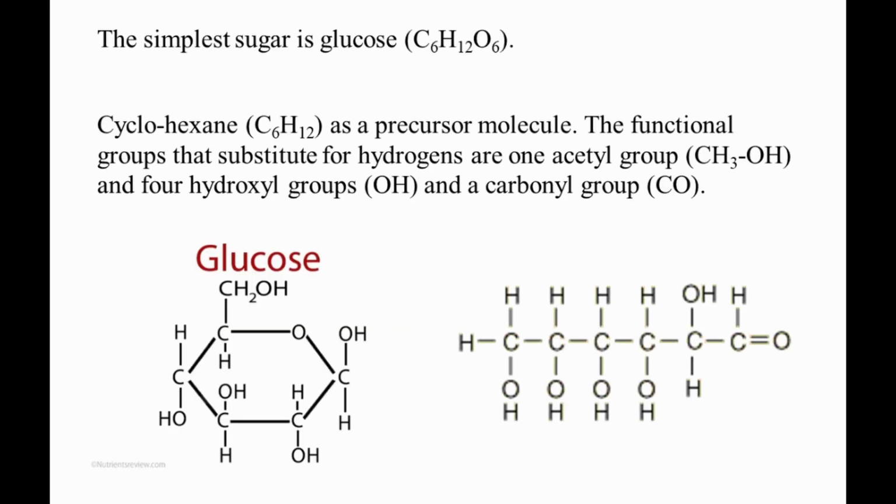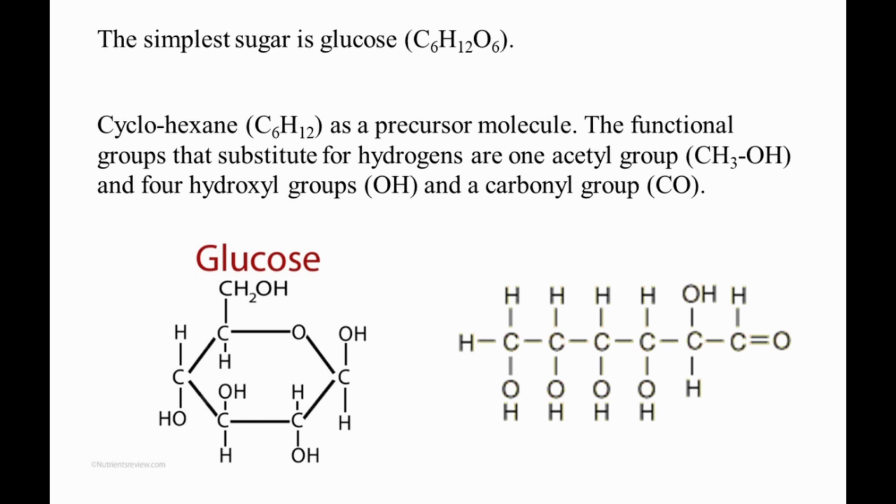The suffix of sugars is -ose. The simplest sugar is glucose, C6H12O6. Glucose is ubiquitous in the living world. In solid form, glucose is a single bonded hexagonal ring of carbons with an oxygen atom replacing one of the carbon atoms. We can picture a cyclohexane, C6H12, as a precursor molecule.